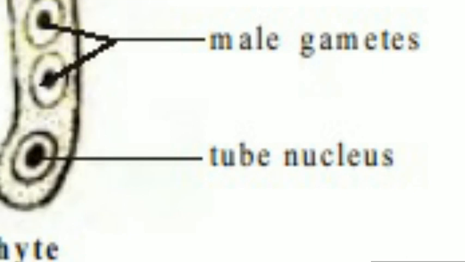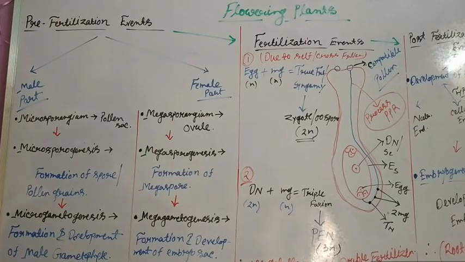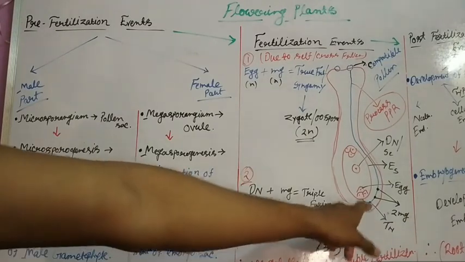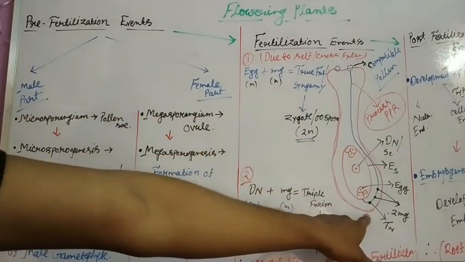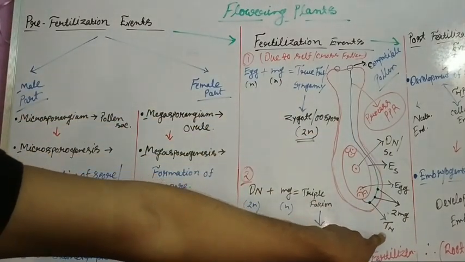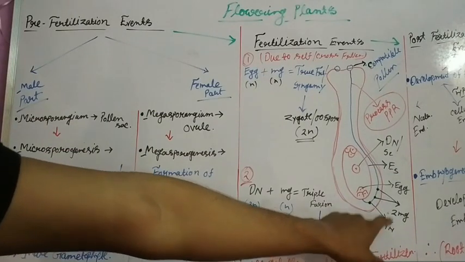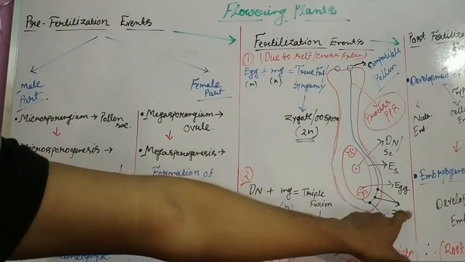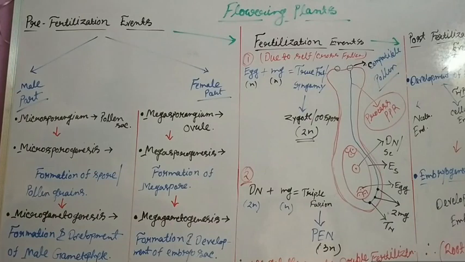In the pollen tube, there are 2 male gametes and 1 tube nucleus. Look at the diagram. In the pollen tube section, the first nucleus is TN, which means tube nucleus, and the other two are male gametes. This is the male part.